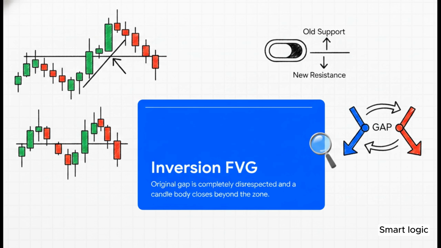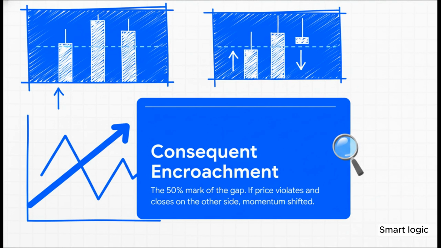The gap didn't break, it just changed teams. So, how on earth do we know if a gap is actually going to invert before it's too late? Well, we use the 50% mark of the fair value gap, a little something we call the consequent encroachment. This midline is literally your secret sauce.